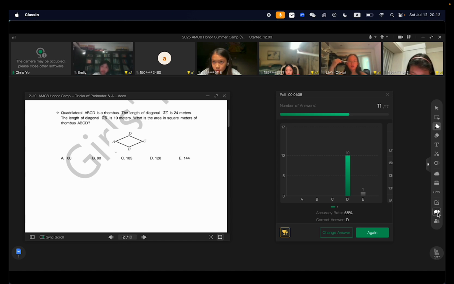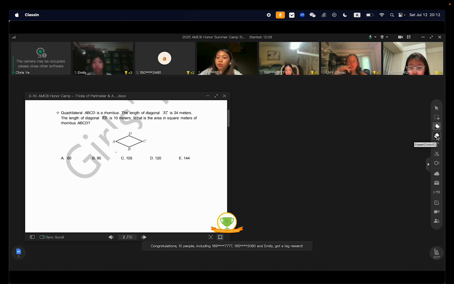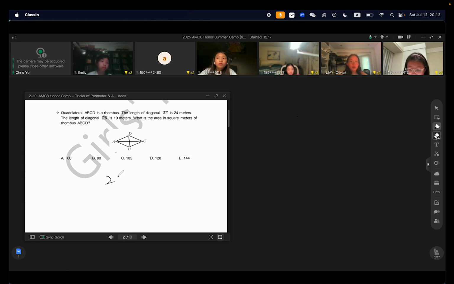Okay. So almost everyone got it correct, which is good. And this is really the question, because the formula of a rhombus area is basically just this times this divided by 2. So we have 24 times 10 divided by 2 equals 120.